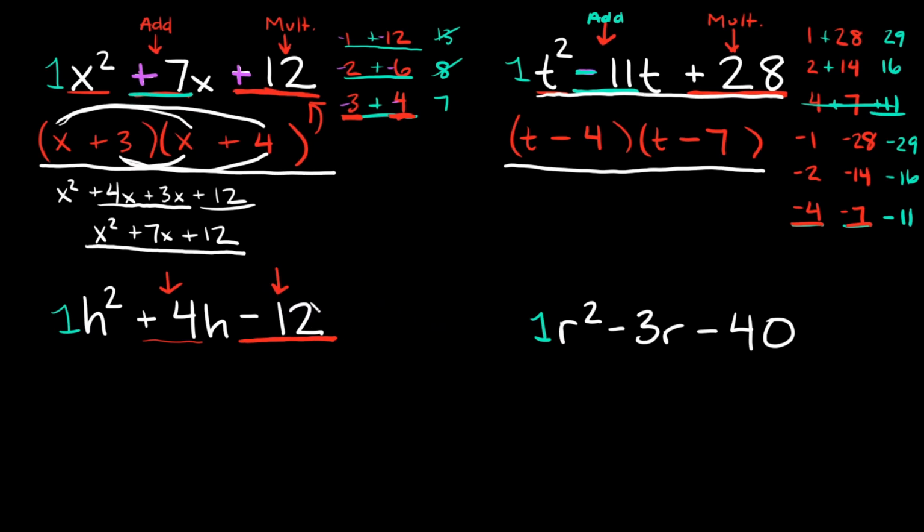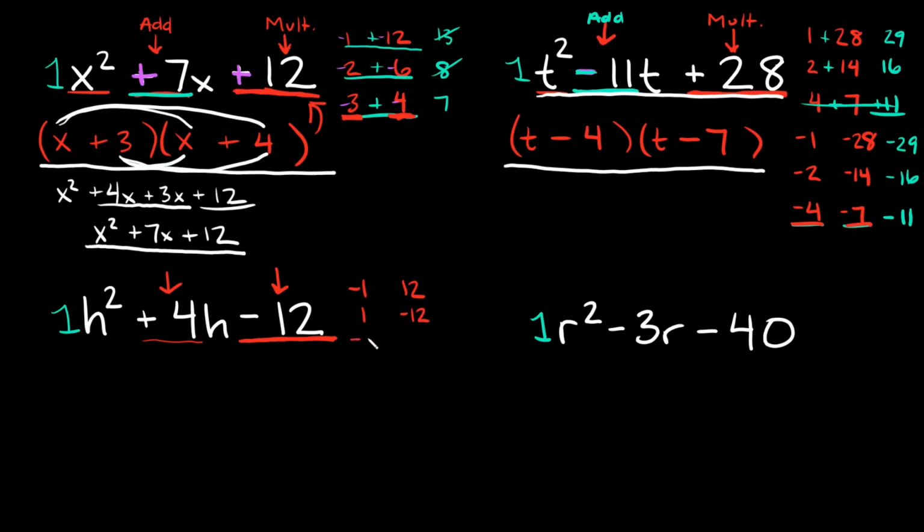Well, in order to get a negative number, one of my numbers is going to have to be negative and the other one has to be positive, right? So something like negative 1 times positive 12, right? That's equal to negative 12. But I could also flip it. I could write it as positive 1 times negative 12. That's also equal to negative 12.